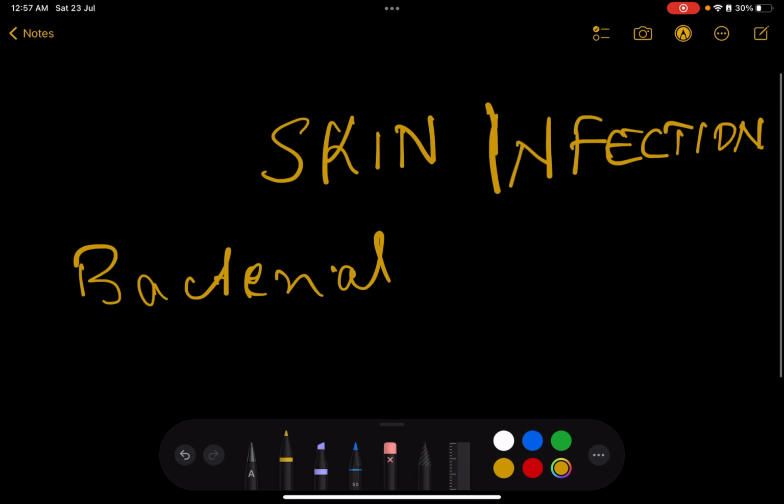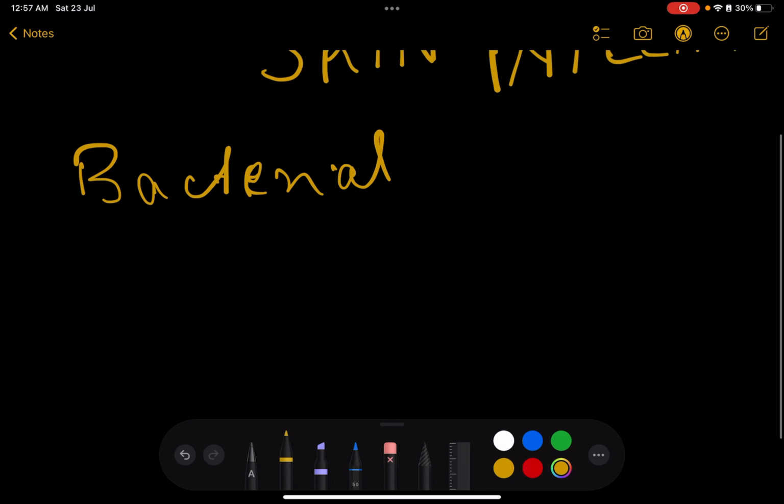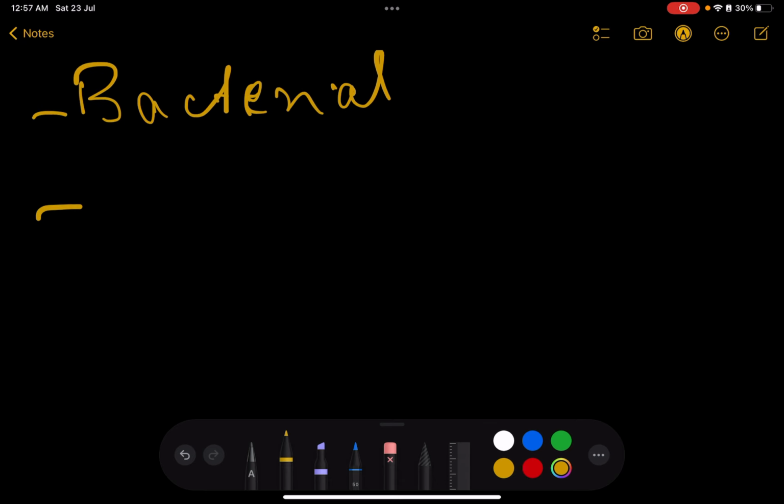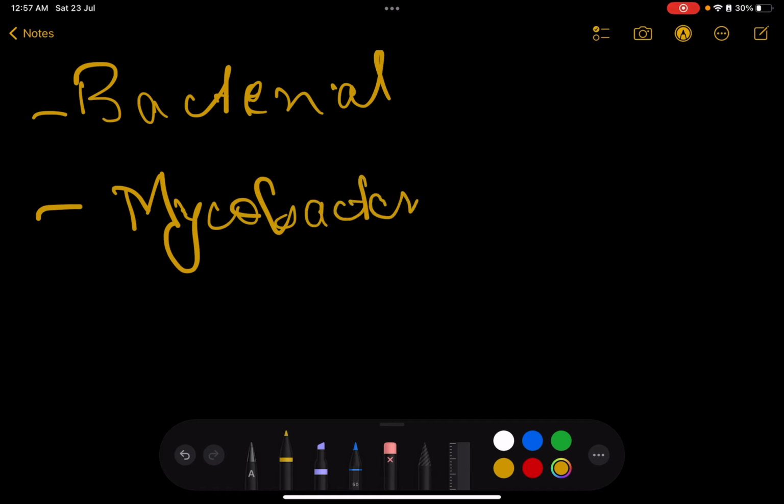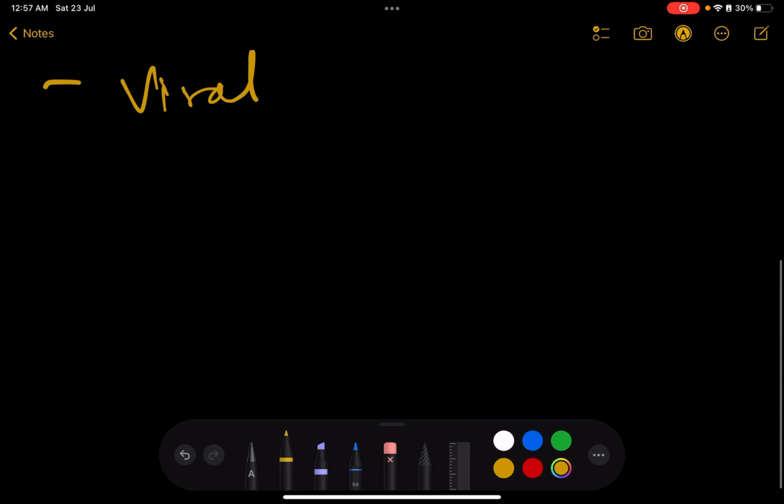Okay, so we're going to be studying skin infections, and in skin infections, we are looking at bacterial skin infections. We're going to look at mycobacterium related skin lesions and also some viral skin lesions. So first of all, we're going to begin with bacterial skin lesions. All right, so bacterial skin lesions.